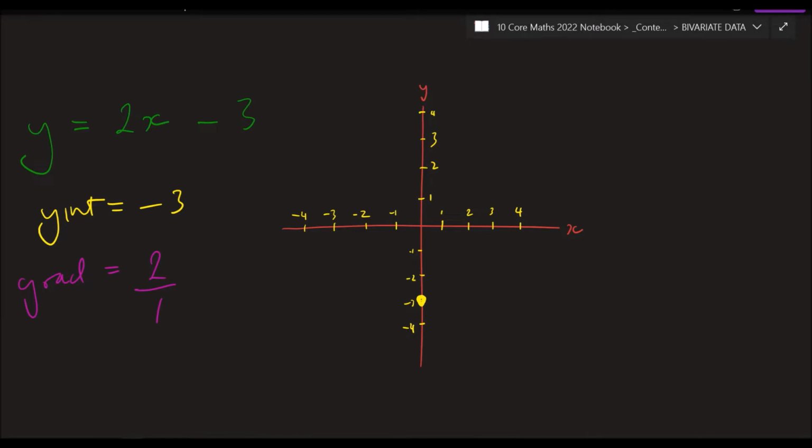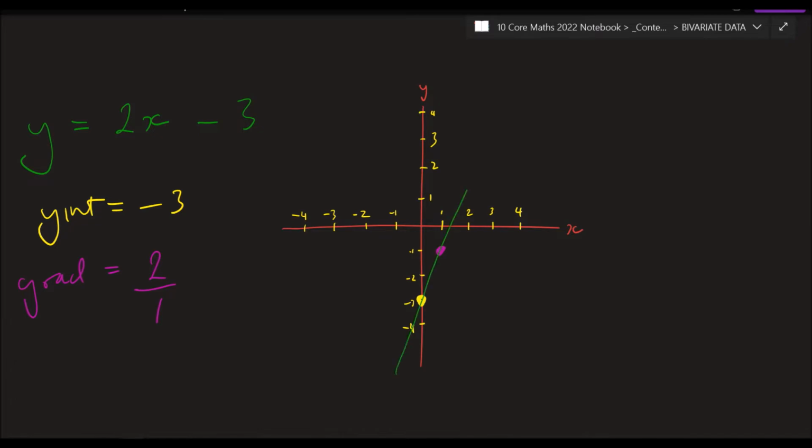So which way are we going if it's positive? We go up. Okay. So according to this, we're going up 2 spots and then 1 to the right. So let's go up 2 spots. 1, 2, and then we go to the right 1 spot. So there is my second point right there. All I need to do now is draw the line.